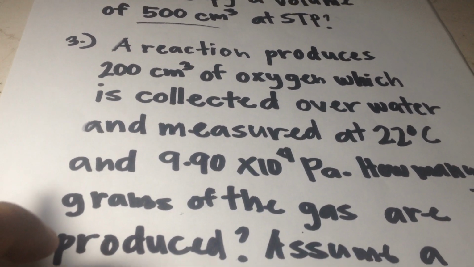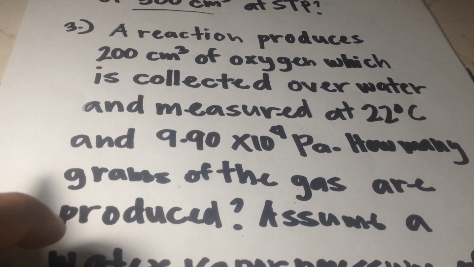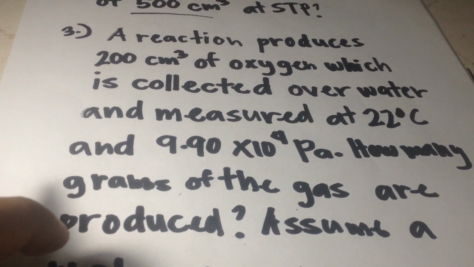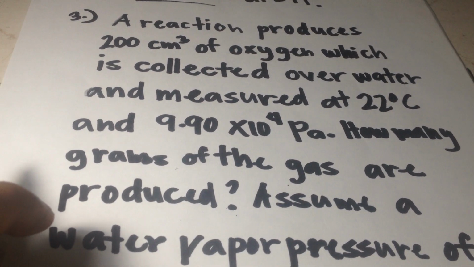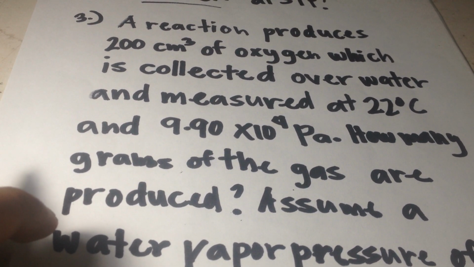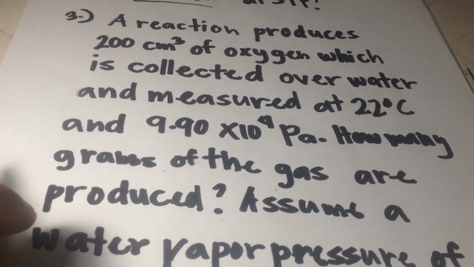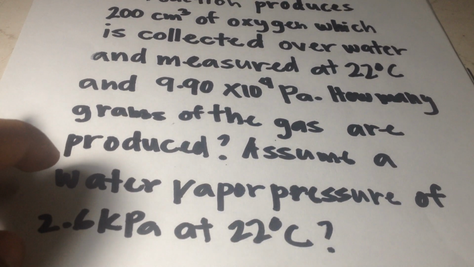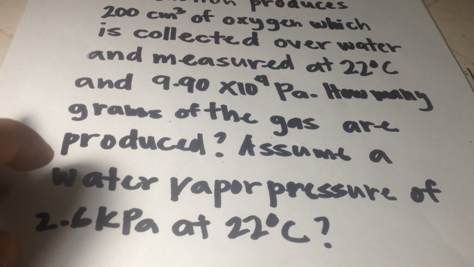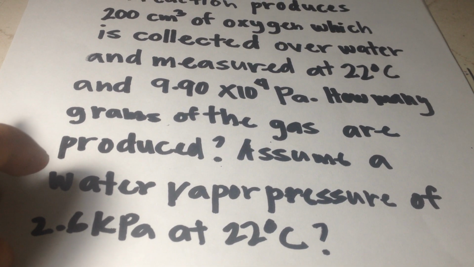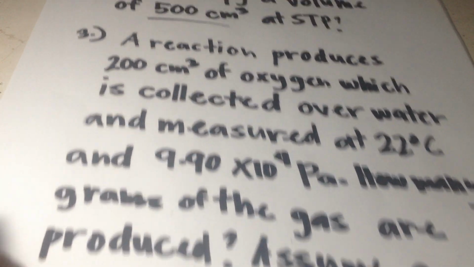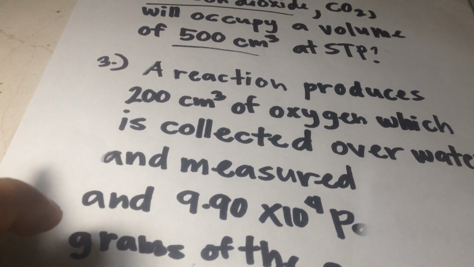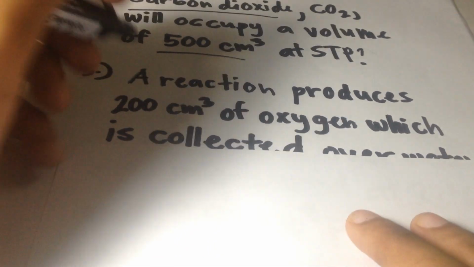A reaction produced 200 cubic centimeter of oxygen, which is collected over water and measured at 22 degrees Celsius and 9.90 times 10 to the power 4 Pascal. How many grams of the gas are produced? Assume the water vapor pressure of 2.6 kilopascal at 22 degrees Celsius. This problem is molar volume again, and we are using Dalton's law of partial pressure. So in number 3, let's begin.